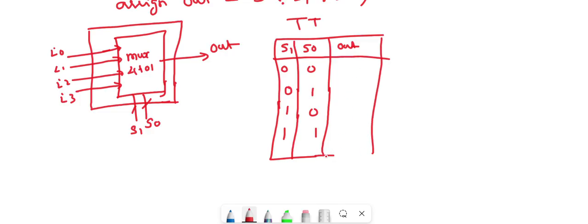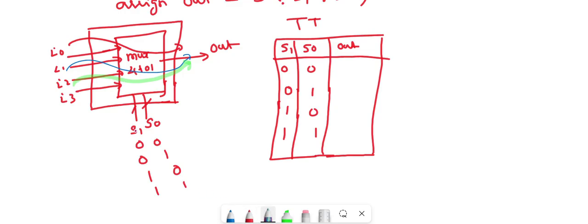If both are 0, 0, I0 will be transmitted. If 0, 1, then I1 will be transmitted. If 1, 0, I2 will be transmitted. If it is 1, 1, then I3 will be transmitted. So I0, I1, I2, I3 will be transmitted respectively.